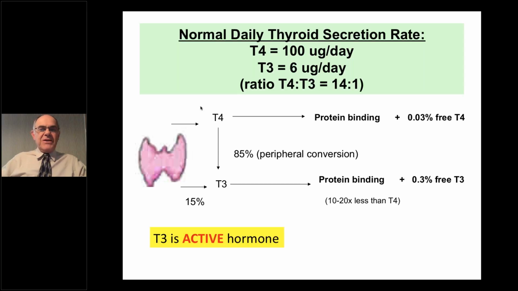But if the T3 is the active hormone, where does that get made? And that occurs in what we call peripheral conversion. You see 85% of that T4 is converted in a peripheral area, the liver, other tissues, into active T3 hormone. More will be made where it's needed.